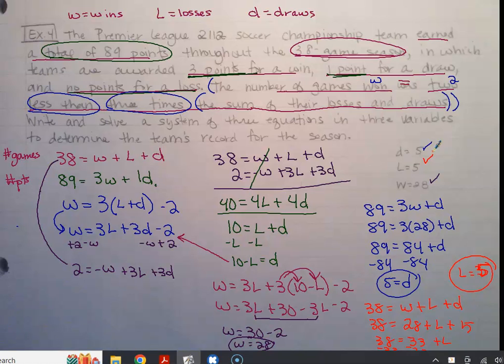So what is the team's record for the season? You're not writing a solution set, you're giving a sentence. 28 wins, 5 losses, and 5 draws. That's not bad. Yeah, it is pretty good.